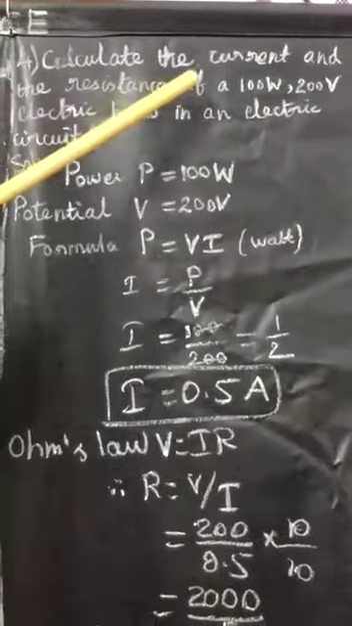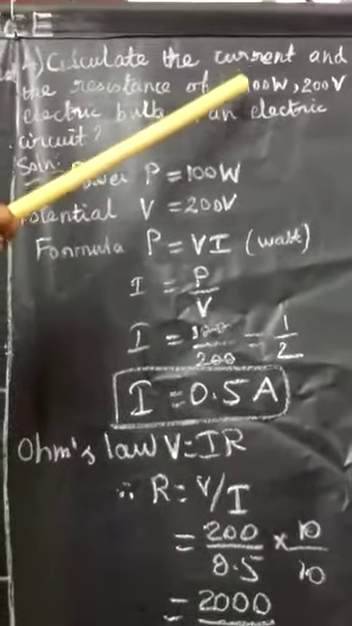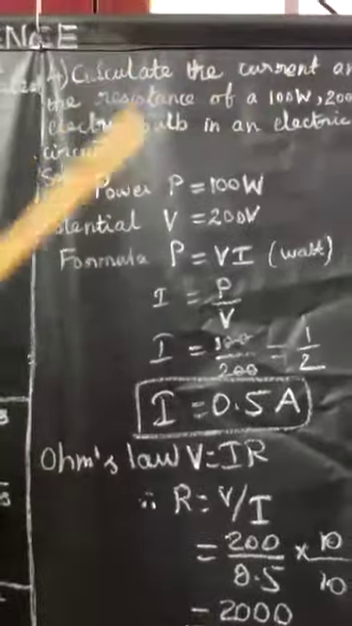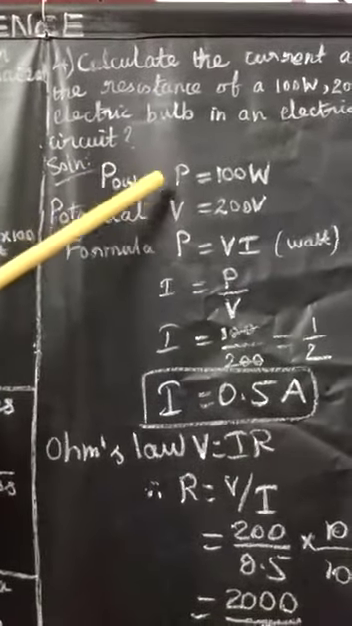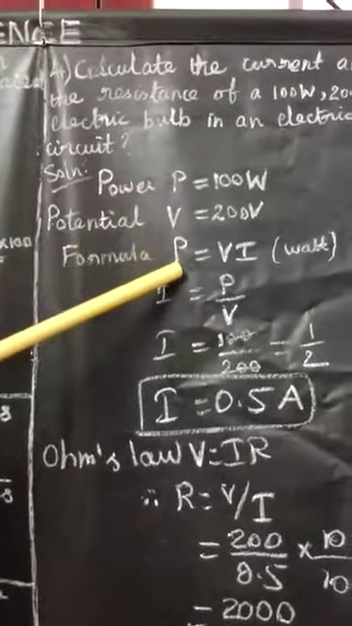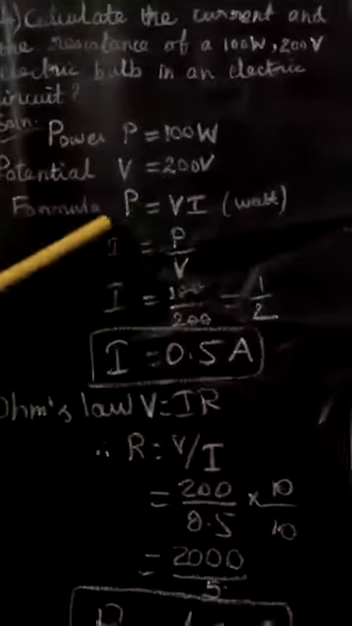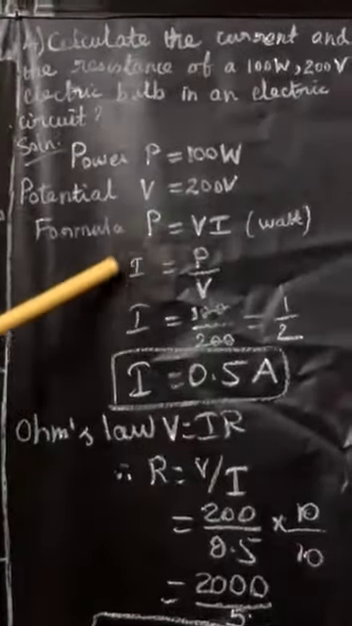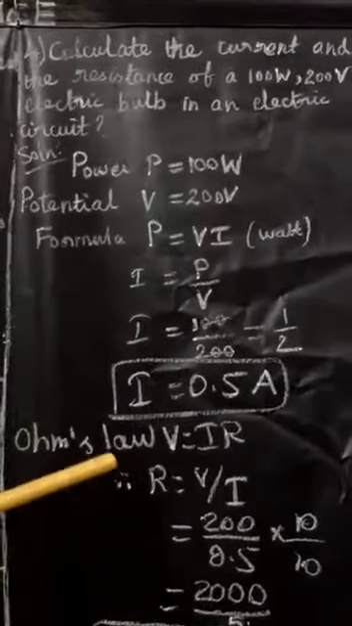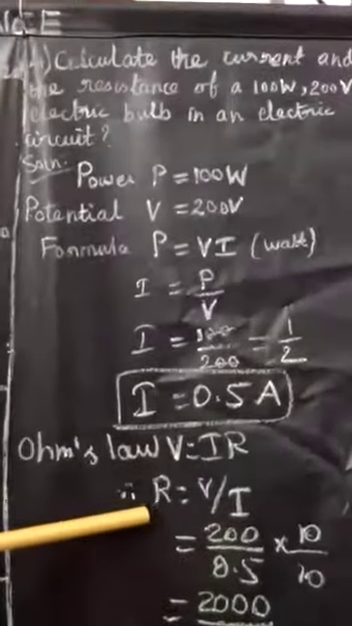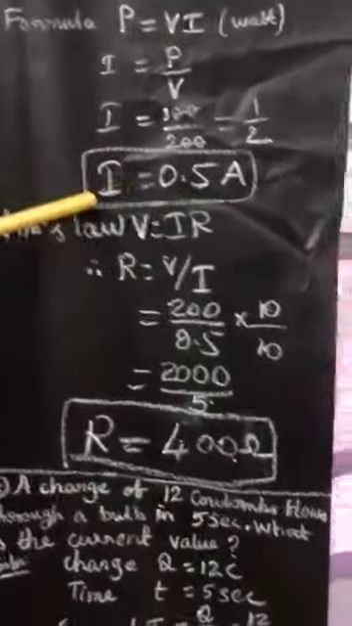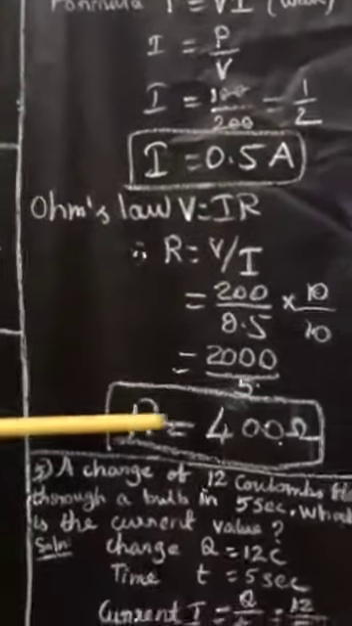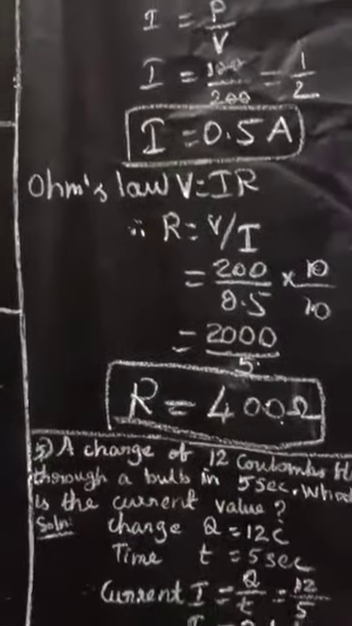The given values in this problem are power and voltage. First you write the formula for power: power is equal to V and I. Using that formula I find the current value, and using Ohm's law I find the resistance value. So current is equal to 0.5 ampere and resistance is equal to 400 ohm. Next, the fifth sum.